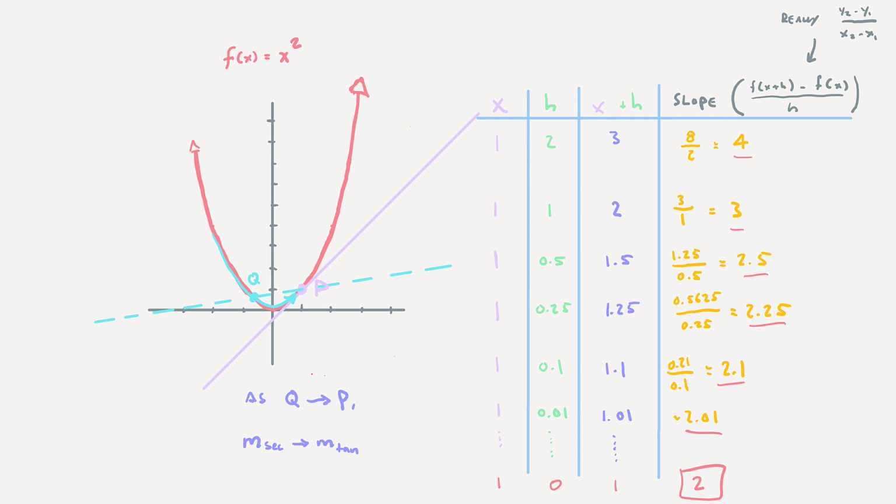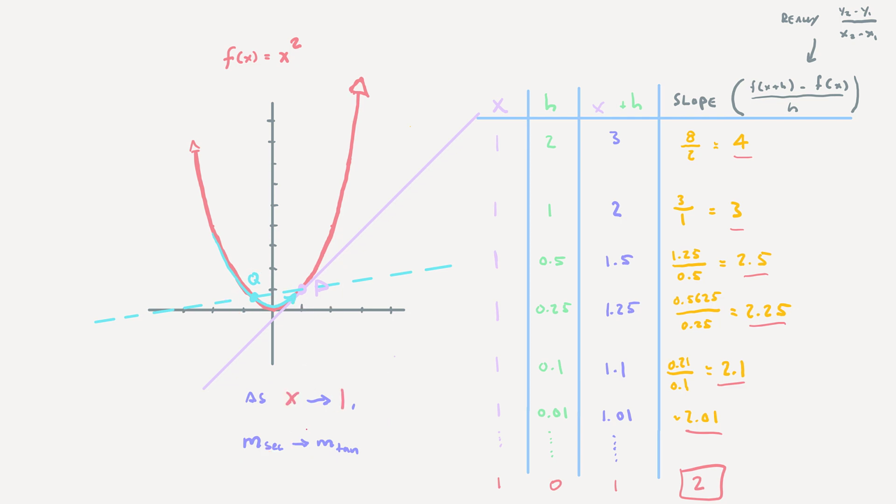But the moral of the story here is it seems to be that as Q approaches the point P, the slope of this secant line, which is this dotted blue line, is approaching the slope of this pink line, which is the tangent line. So I said M subscript secant, that's the slope of the secant line, M subscript tan, that's the slope of the tangent line. This arrow, by the way, is probably new for you, but it reads approaches. So as Q approaches P, the slope of the secant line approaches the slope of the tangent line.